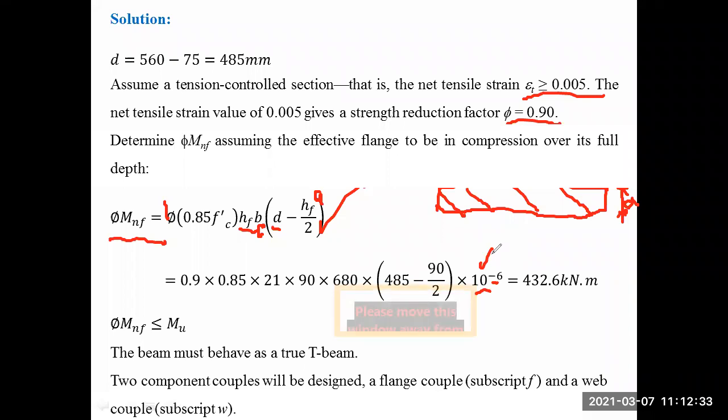Multiply by 10 to the power negative 6 to convert millimeter Newton into kilonewton meter. Okay, to convert Newton millimeter into kilonewton meter. The result is 432.6. This is if we consider that the whole flange is under compression.